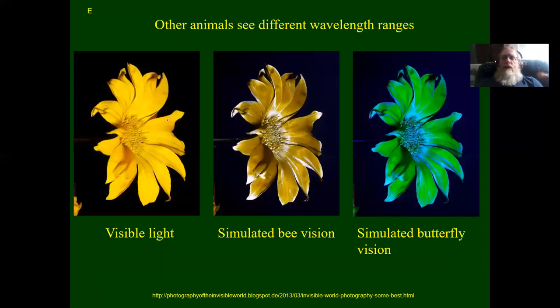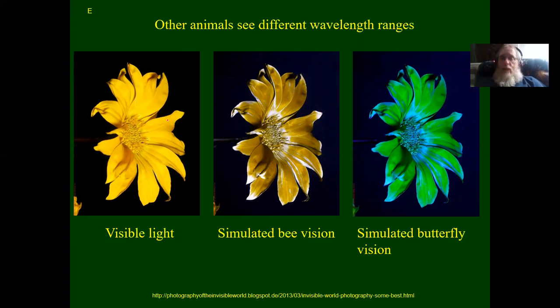Now, it makes sense that visible light is about the range that it is because our atmosphere is transparent to that part of the spectrum, and the sun puts out most of its energy as visible light. But there's no reason why it has to be exactly the range that it is. And indeed, other animals see somewhat different wavelength ranges. In particular, many insects see further into the ultraviolet than we do.